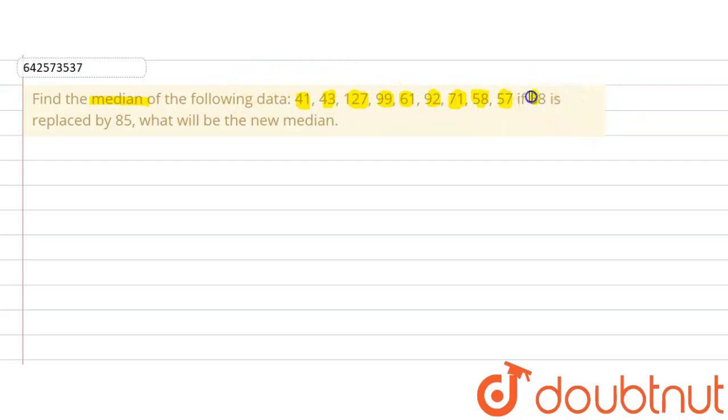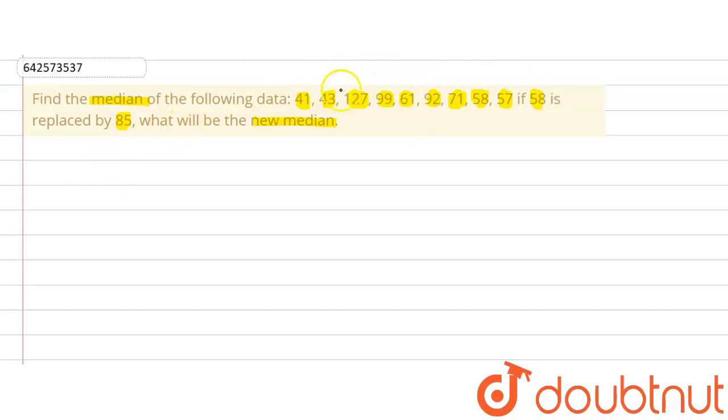Then the question further says that if 58 is replaced by 85, what will be the new median? So we are asked two questions in this question, and there are two parts of this question. So let's solve the first part where we are supposed to find out the median of this given data. Now, how do we find out the median?